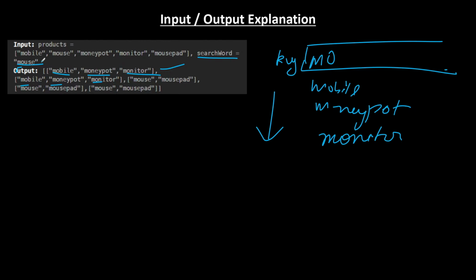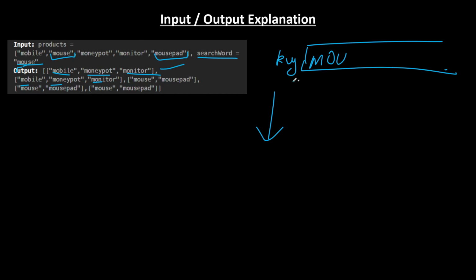After that you will be typing u for mouse. Here you can see that mobile will automatically get removed because the third character is b. Money will also get removed, and the mouse pad will also get removed, because they don't have u in those. So from our product list we have only mouse and mouse pad with us. So in increasing order we will get mouse and mouse pad. Then again you will type, and this will be stored here.